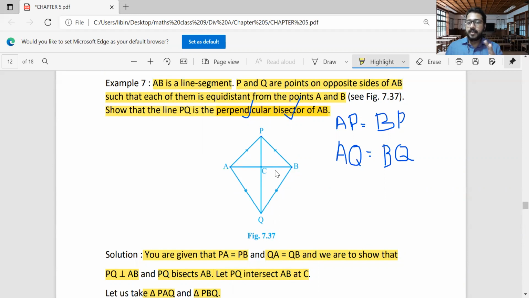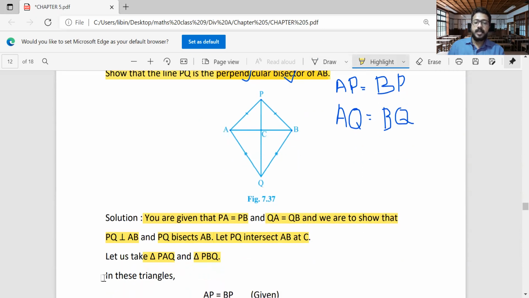And here we have to consider two sides. One is AC and the other one is BC. What about the next one? It is PQ, and the other one is AB. So what are those triangles comprising all these sides? That is our aim. That is why we are considering specifically triangles PAQ and PBQ. In these triangles, we want to prove that they are congruent. Can you think how they are congruent?